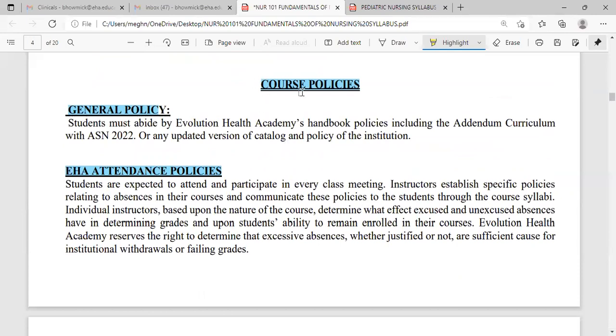Here are a few things about the course policies. General policy: students must abide by the Evolution Health Academy's textbook policy, including the curriculum, right? It's called ASN, Associate Degree of Nursing, and also the updated version of the catalog or policy they must follow.